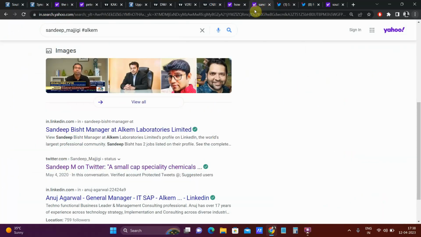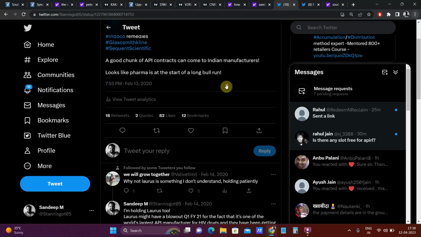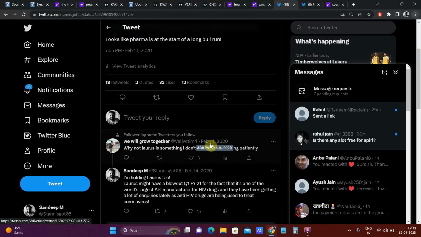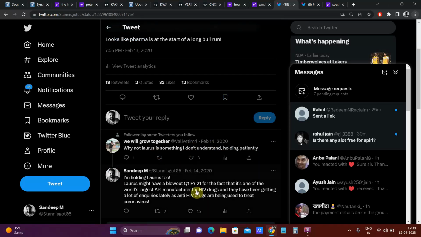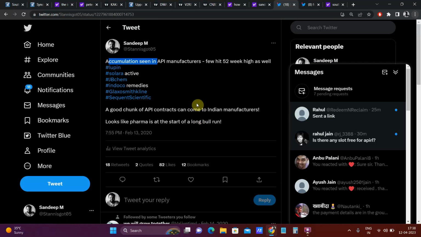During that period, if I show you before the crash itself, based on my method, I was able to identify that accumulation was very strong in API guys, right? And I was sitting on something like Lauras also. If you go back and check February 14th, what was Lauras's price? It almost gave me a 6-7 bagger. From that period to the top of the bull run, it went up 8 or 9x, but I booked out around that 6-7 bag. And I used to continuously tweet about accumulation, all of that.